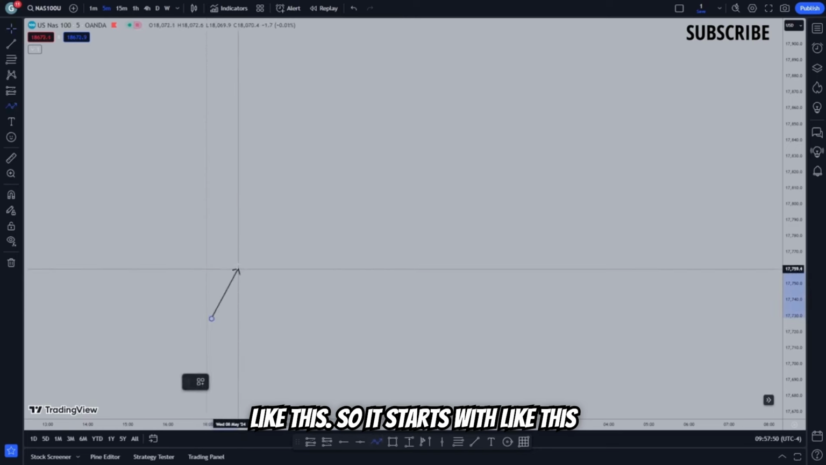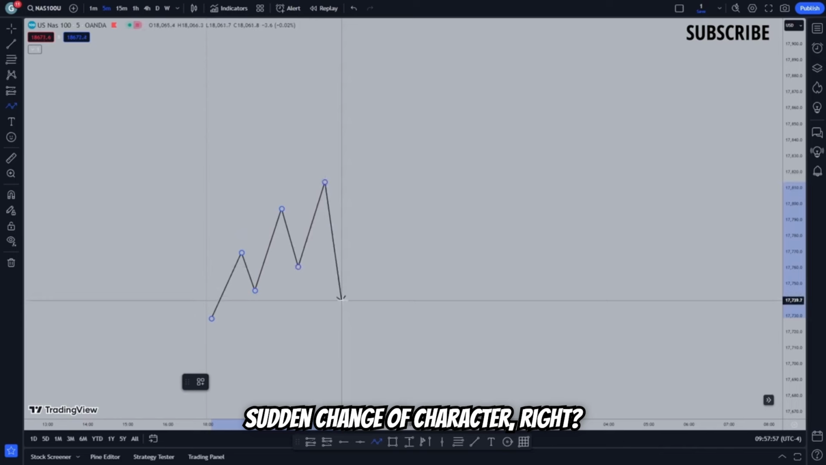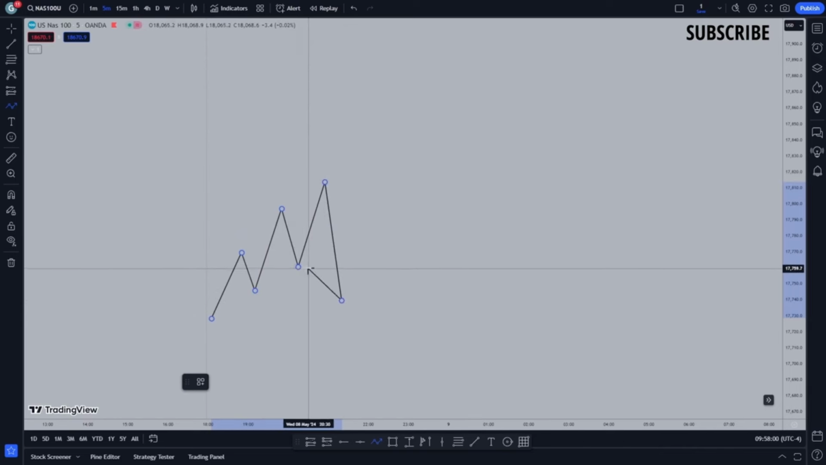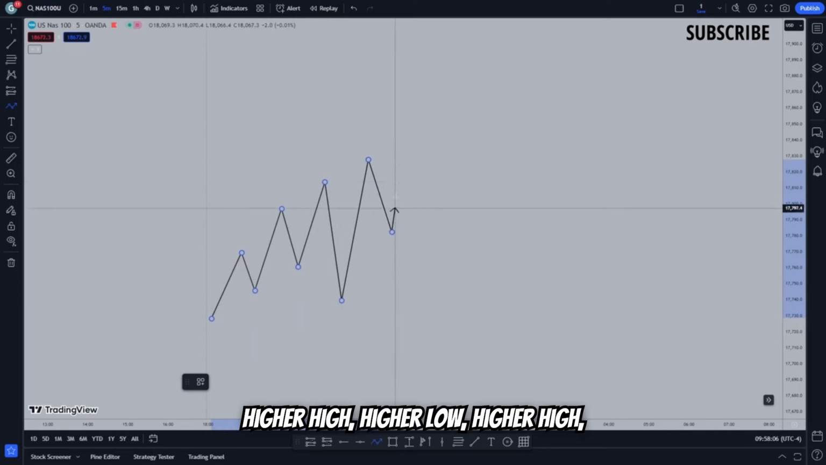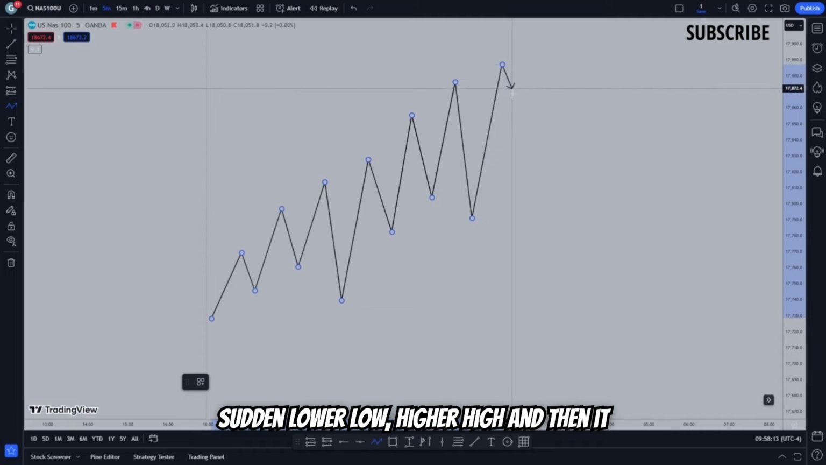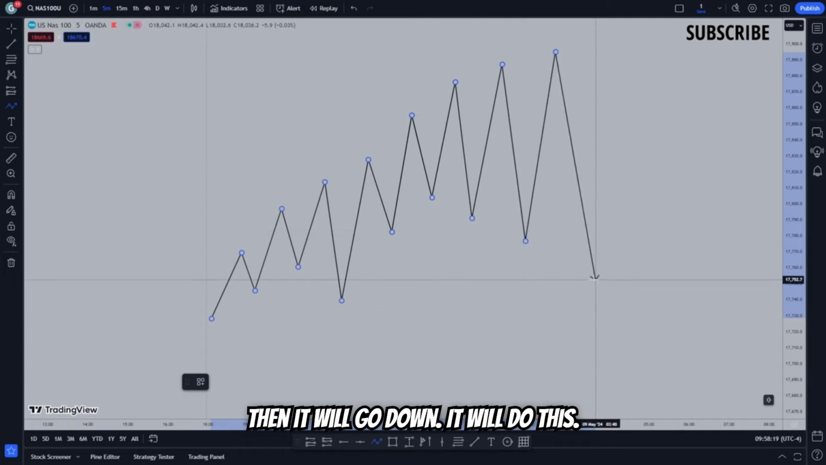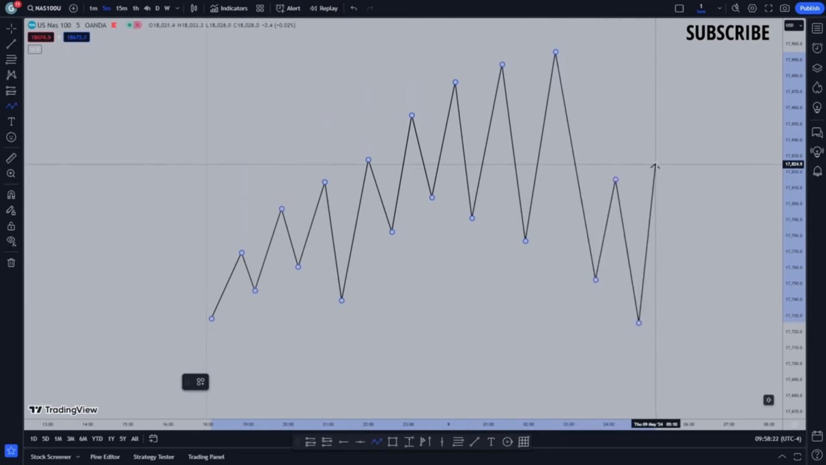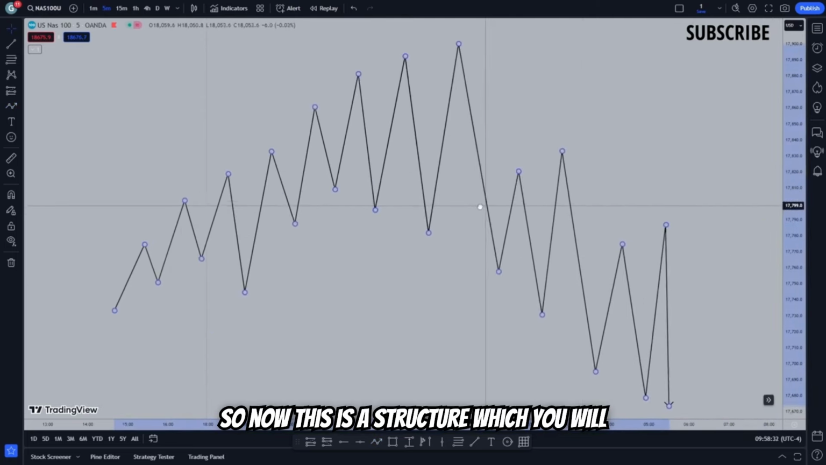So it starts like this: higher high, higher low, higher high, higher low, higher high. All of a sudden, change of character, right? The change of character. So it's a lower low, and then it will create another higher high, higher low, higher high, higher low, higher high. All of a sudden, lower low, higher high, and then it will give another lower low, and then it will make another higher high, and then it will go down. It will do this. So now this is a structure which you will see in the market.